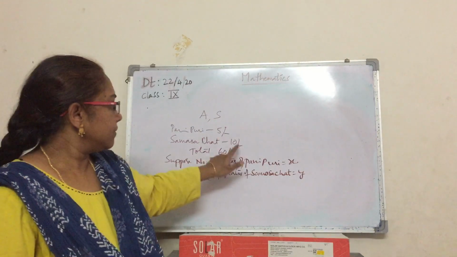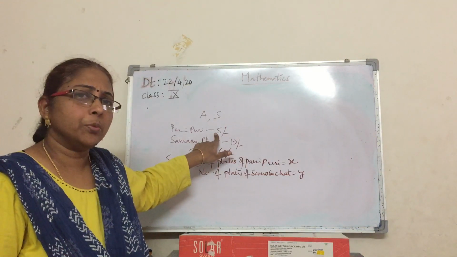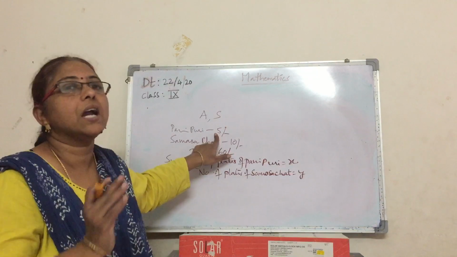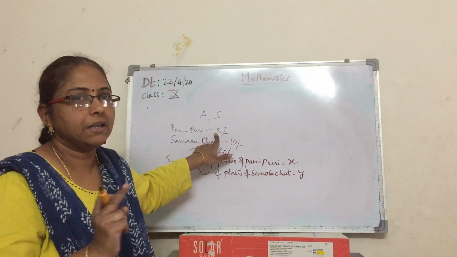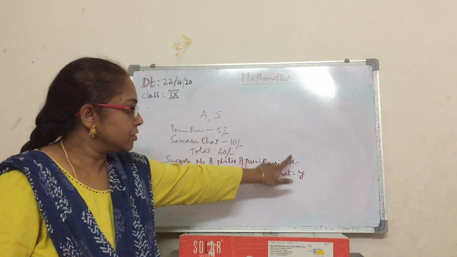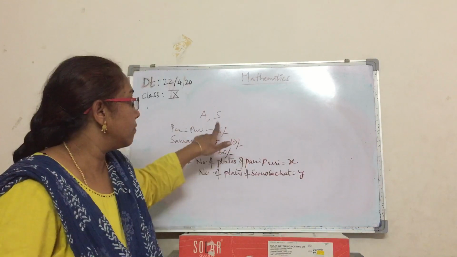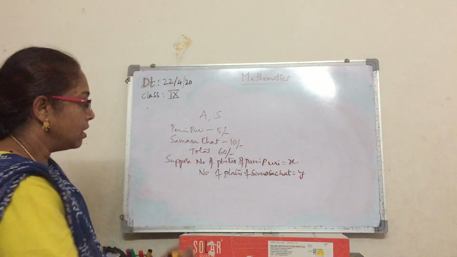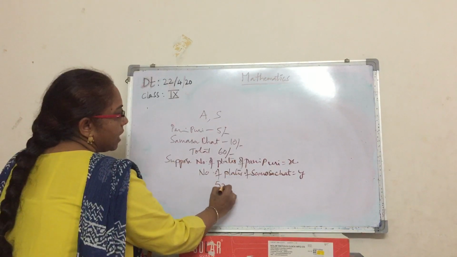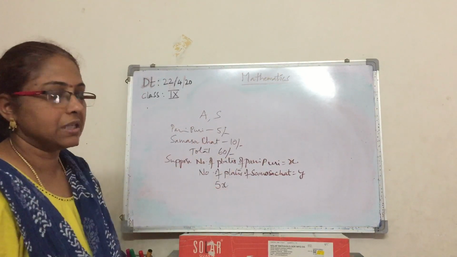Now here one plate of pani puri how much? 5 rupees. If we added 2 plates means how much? 5 into 2, 10 rupees. So they added x plates. So how much they have to give? 5 into x. So on pani puri they spent 5x rupees.